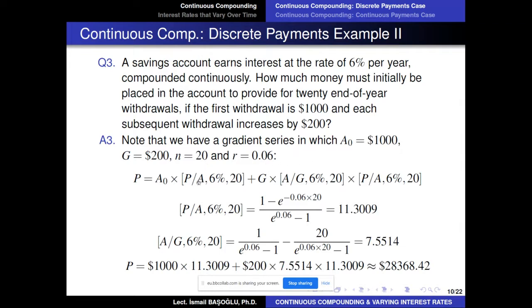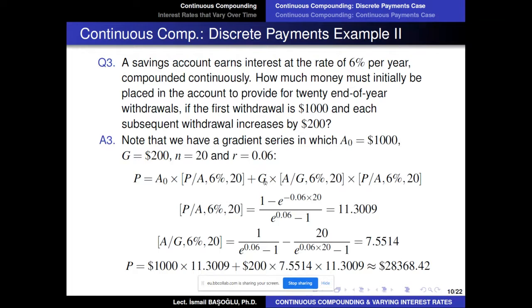Now, in order to calculate the principal value, you will decompose the gradient series into two parts, the base amount A0 and the gradient amount G. The base amount will directly be multiplied with the uniform series present worth factor, P over A under 6% nominal interest rate for 20 years. However, you are going to use the continuous compounding extended notation with square brackets.